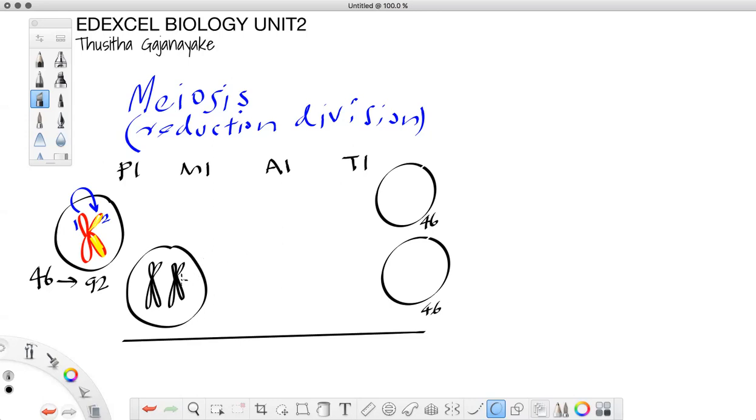So what is exactly happening now? Let's assume like this. The blue one is a duplicate of the first chromosome, the chromatid. And here is the duplicated one of this one. So in reduction division, the meiosis, what happens at the end is this chromosome goes to this cell, and this chromosome goes to this cell.